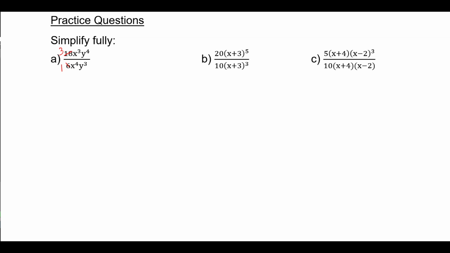I have an x cubed and an x to the 4 on numerator and denominator. I divide the numerator and denominator by x cubed. That will give me 1 on the x cubed, and x to the 4 divided by x cubed is just x to the power of 1. I have y to the 4 over y to the power of 3. Dividing top and bottom by the common factor of y cubed will give me 1 on the bottom and just y on the top, or y to the 1 if you like. This works out to be 3y over x.